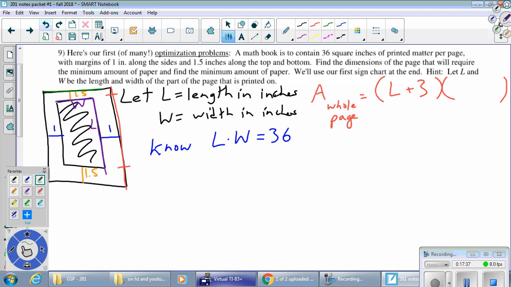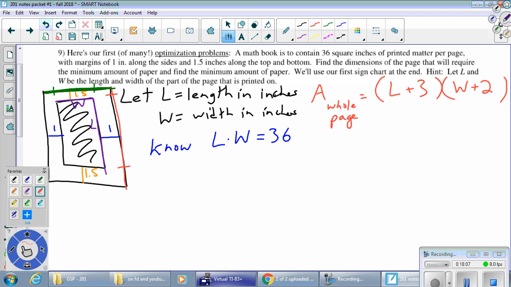All right, how about this thing right here? So from there to there, that's called W, but then there's a 1 inch to the left and another 1 inch to the right. So I count W plus 2 right here. Okay, so this right here is the expression that represents the total amount of paper we're using, the number of square inches of paper, and we're trying to minimize it. We're trying to make it as small as possible.